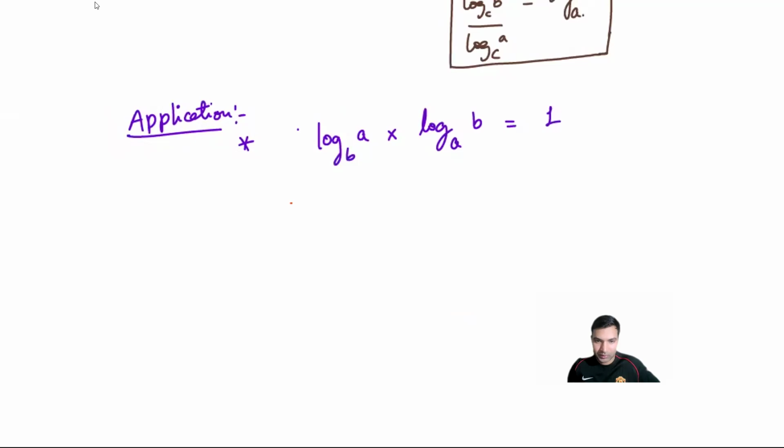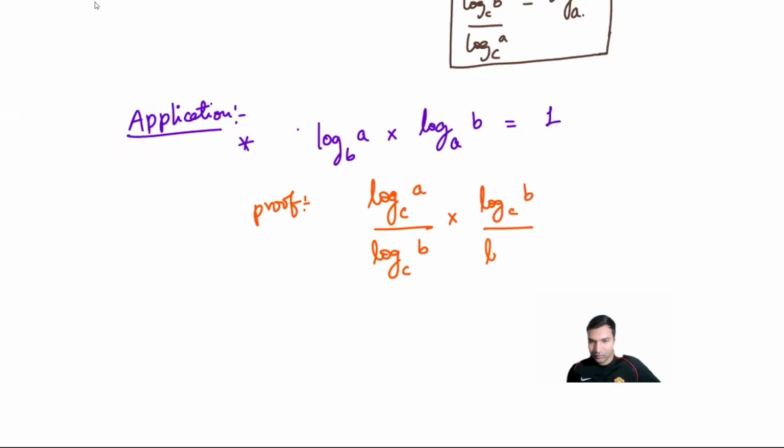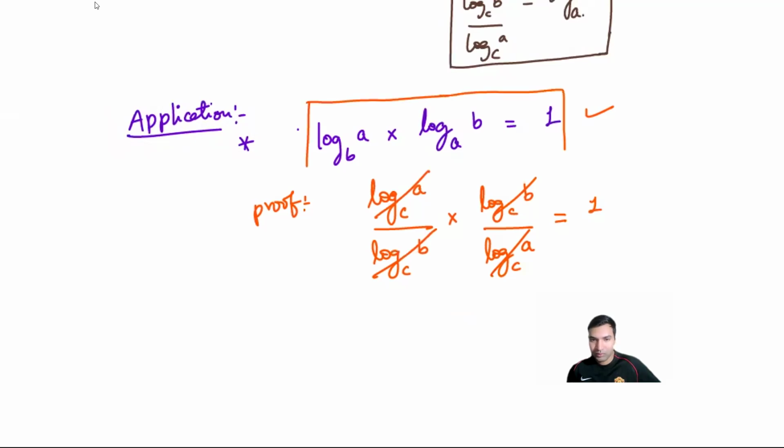Let's understand the proof of this one. Using the base change formula, you can take any base. If you want to write it to the base c, you can write log a to the base b as log of a to the base c over log of b to the base c, multiplied by log of b to the base c over log of a to the base c. Log a to the base c and log a to the base c cancel out, and log b to the base c cancels out too. You therefore get 1. This is one of the most important results of the base change formula.